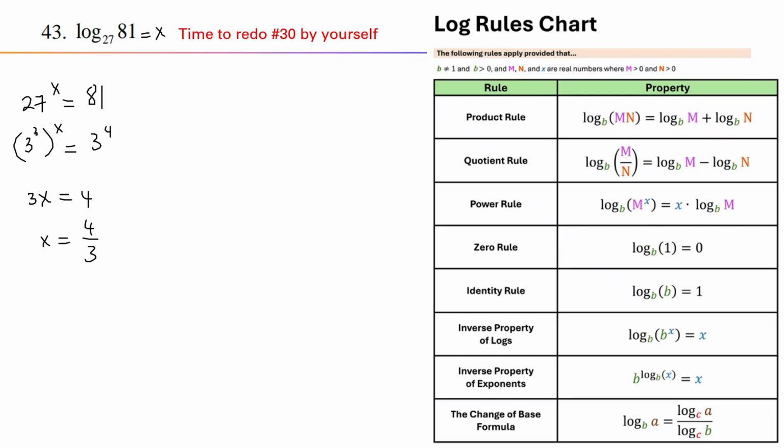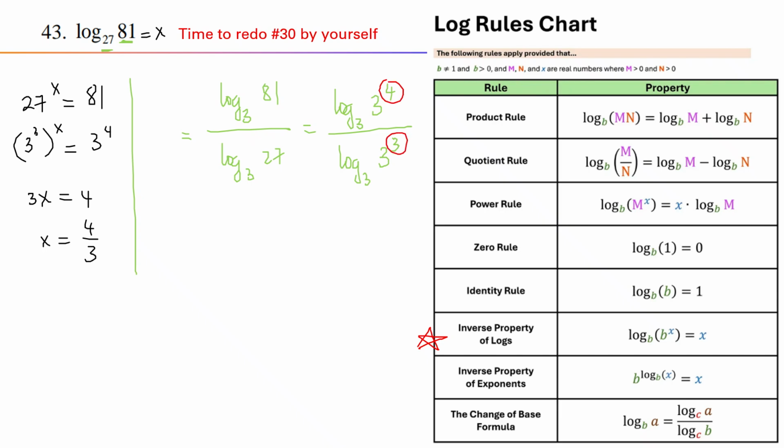But I want to introduce you to a new method using the change of base formula. We know the base is 3 still. We write down log base 3 of 81 over log base 3 of 27. Then we rewrite 81 as 3 to the power of 4, over log base 3 of 27, rewritten as 3 to the power of 3. Now we use the inverse property of log. See, the exponent is the answer. So that would be equal to 4 over 3.